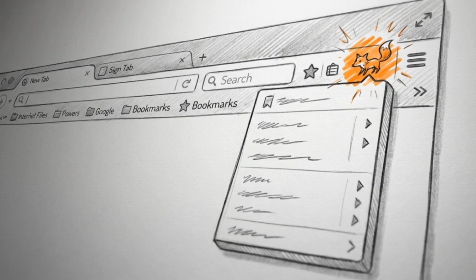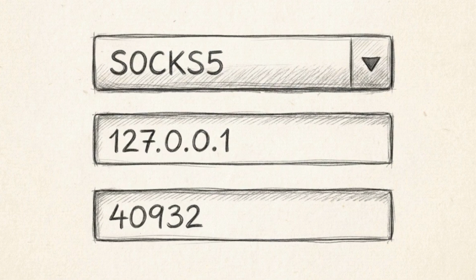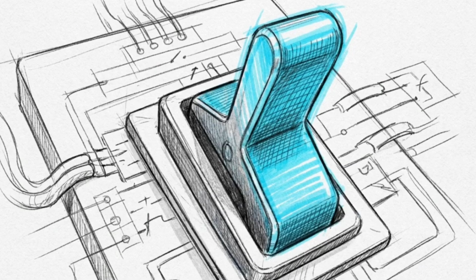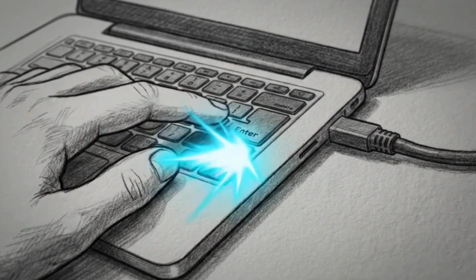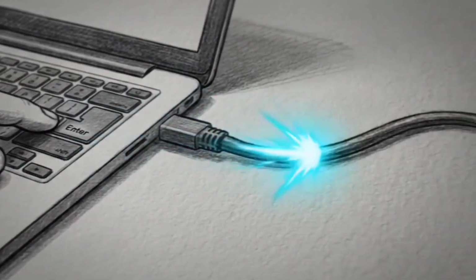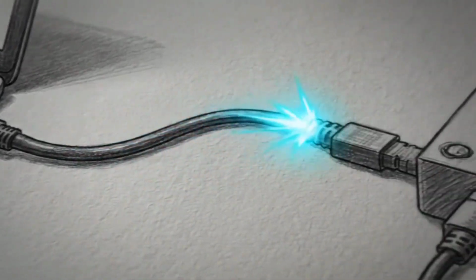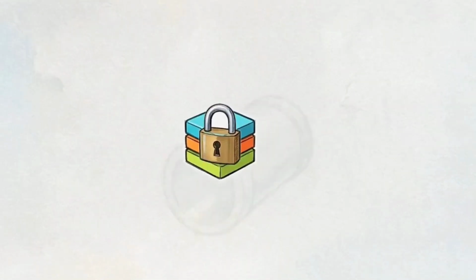To test this, open Firefox and use an extension like FoxyProxy. Set the proxy type to SOCKS5, point it to your local loopback address, 127.0.0.1, and enter port 40932. Enable the extension so it exclusively manages your browser's traffic. Then search "What is my IP address" in a standard search engine. The results will display your remote server's IP. This confirms the tunnel is active.